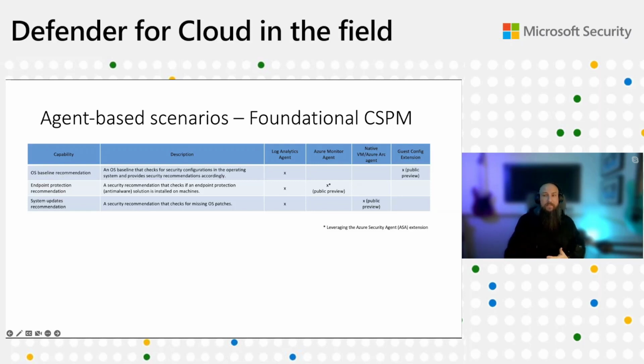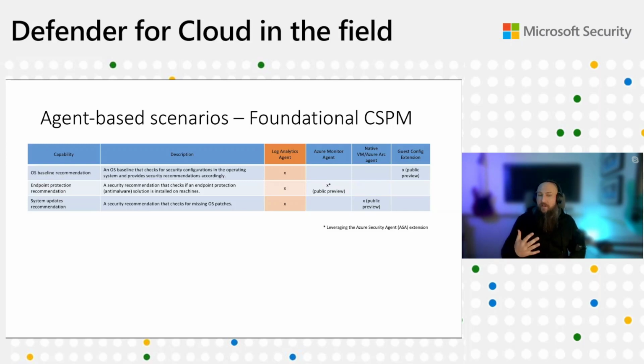And with this slide deck and the matrices that I'm showing right now, I want to give you some insights into what it actually means to select one or the other agent. First of all, it's not only Defender for Servers, but also some capabilities in foundational CSPM that rely on agents. So when you are using the Log Analytics agent in your environment, then the OS security baseline recommendation, the endpoint protection recommendation, and the system updates recommendation will leverage that Log Analytics agent.